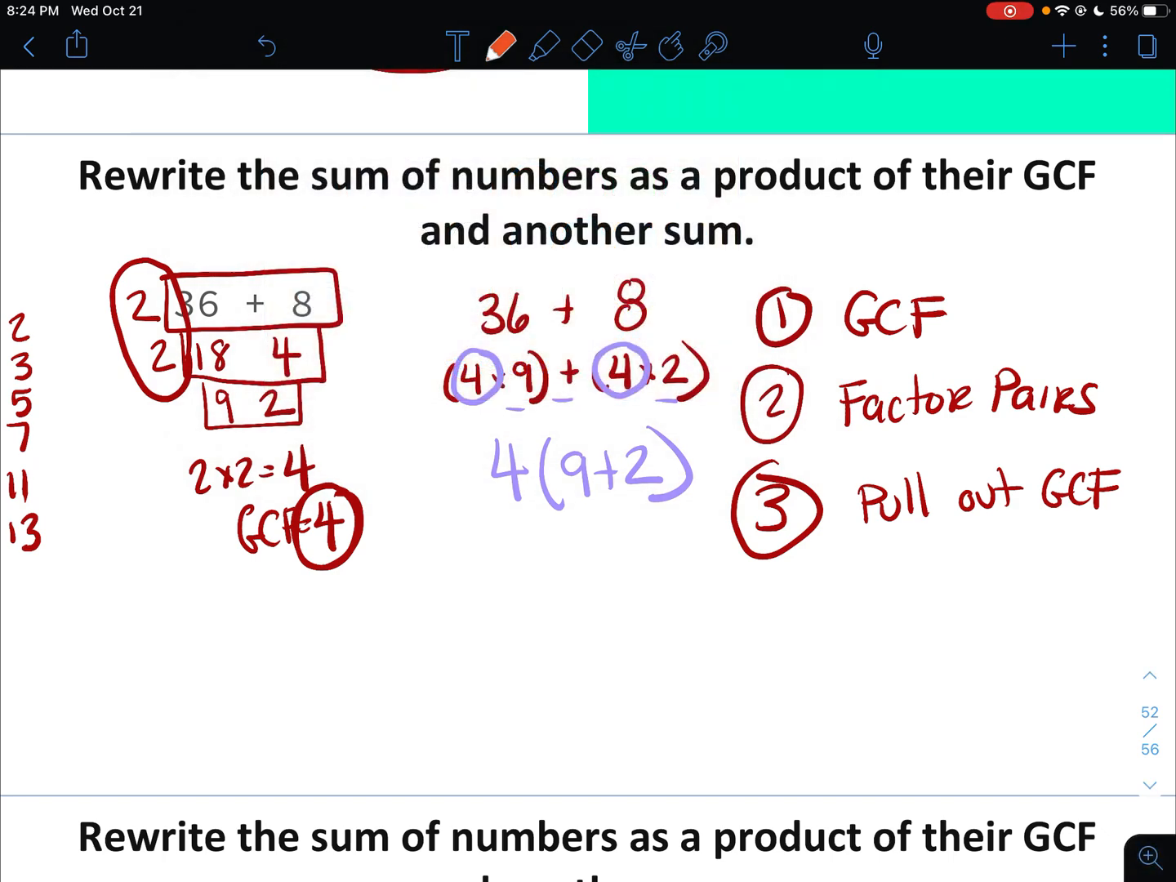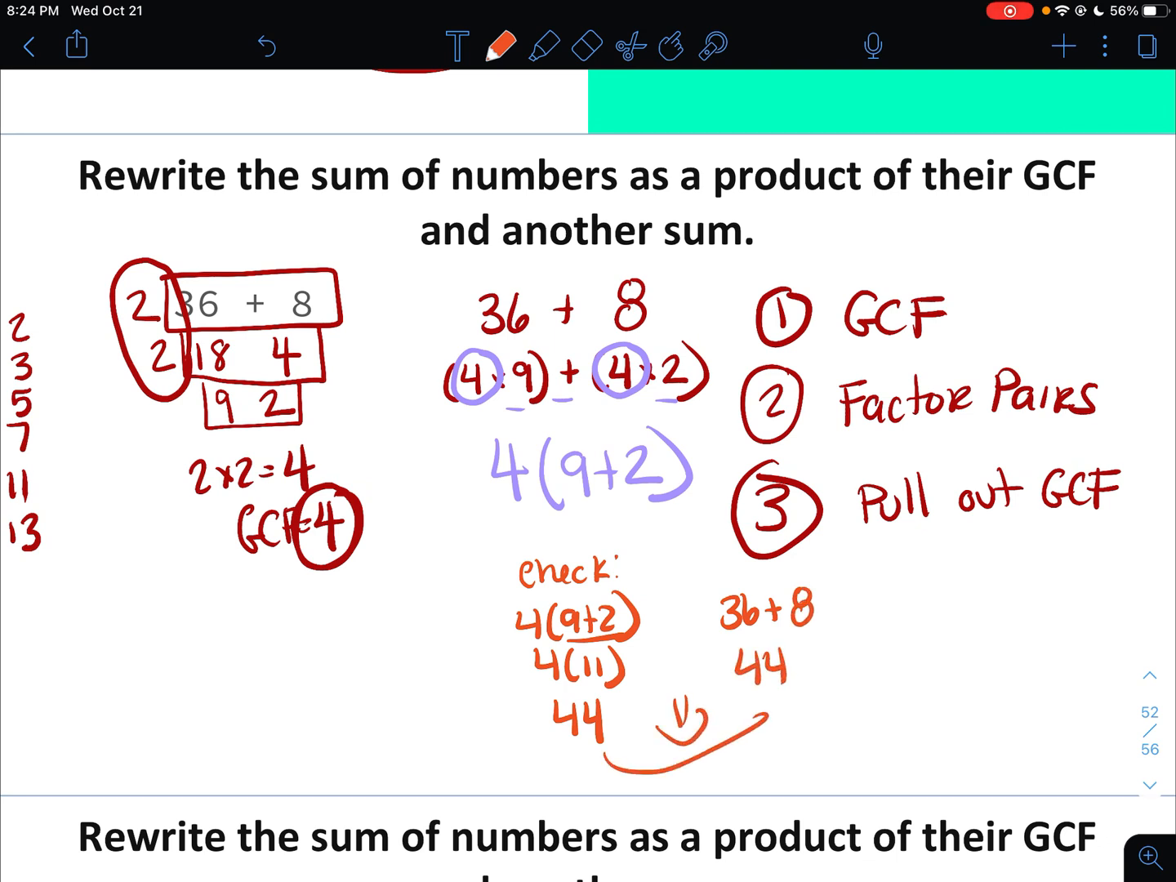Okay, so I would go and check. If I have 4 times 9 plus 2, 9 plus 2 is 11. 4 times 11 is 44. The original numbers were 36 plus 8, which is 44. So they match, so we're happy. Okay?